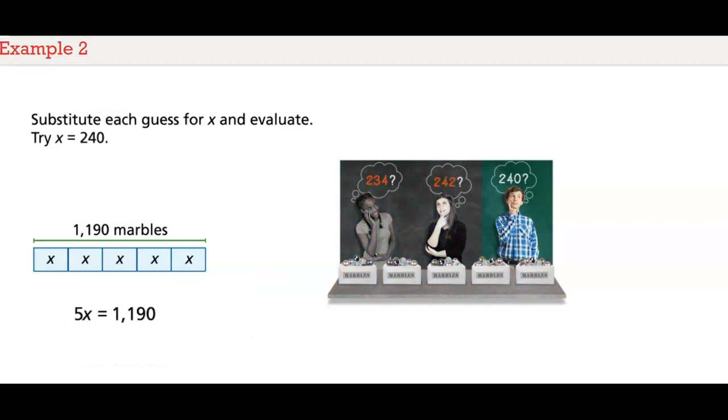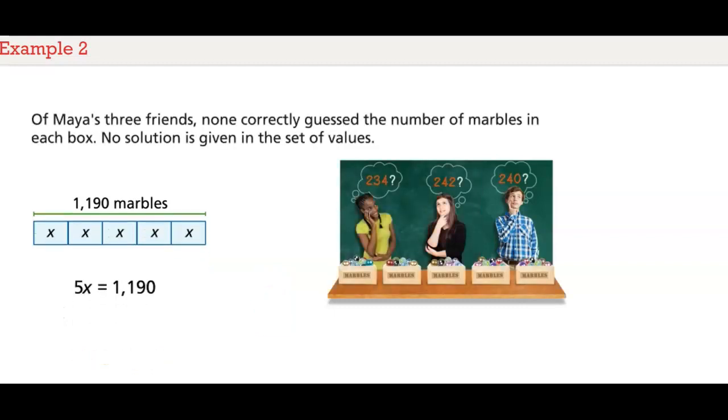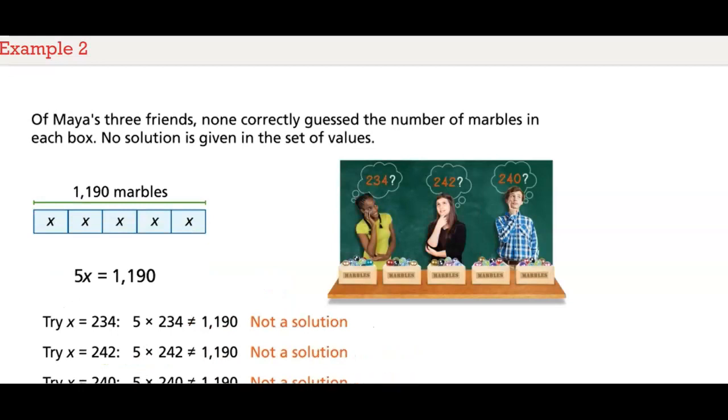Is the third friend correct? Let's try X equals 240. 5 times 240 is 1,200. The product does not equal 1,190, so X equals 240 is also not a solution. Of Maya's 3 friends, none correctly guessed the number of marbles in each box. No solution is given in the set of values.